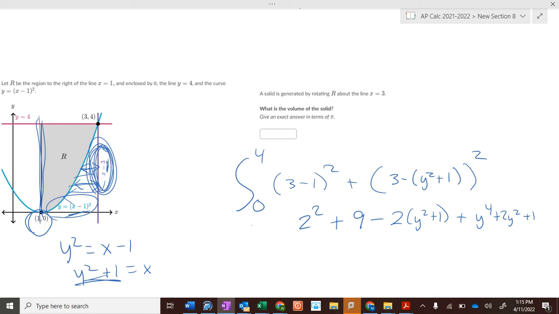Can't believe Eric said tag. Oh, what? Is it 128 pi over 3? Around the y-axis. Scared the shit out of me.